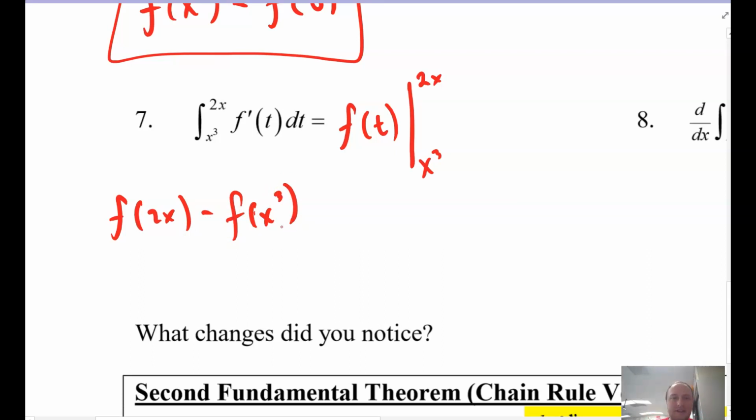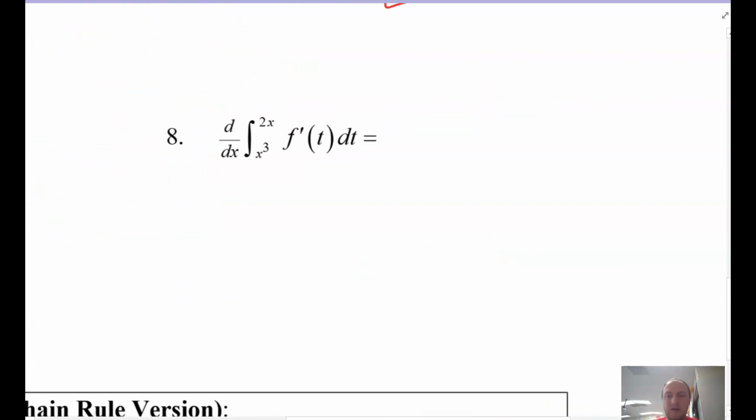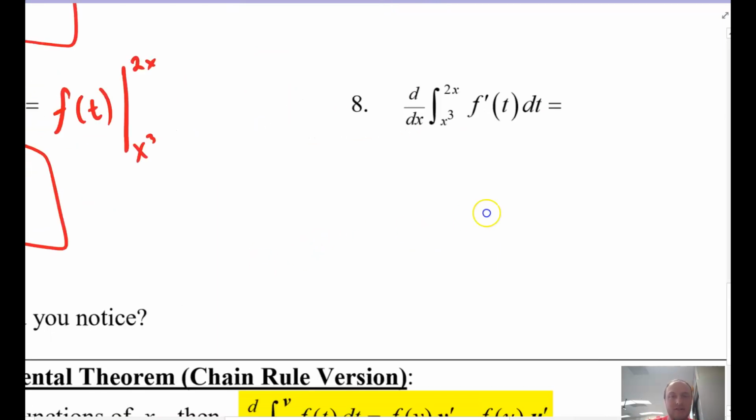Okay, so I'm not doing anything special or anything weird with these problems. We're just helping you develop the second fundamental theorem of calculus. And notice now we're going to take the derivative of problem number 7. Okay, so that's what 8 is.